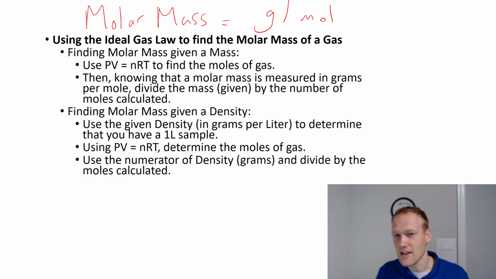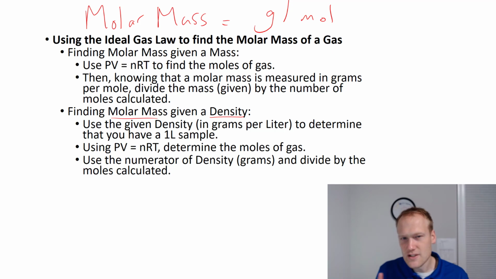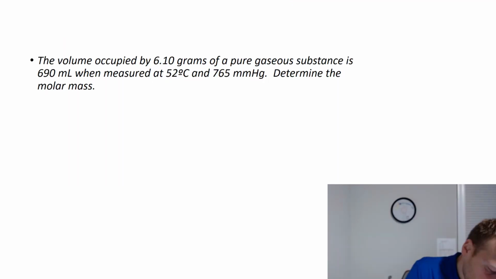And so if you calculate moles, you can put grams over moles and figure out your molar mass. We can also use the density equation to figure out the molar mass. Let's go through a couple examples of these. The first one here wants us to determine the molar mass. And we have 6.10 grams of pure gaseous substance.